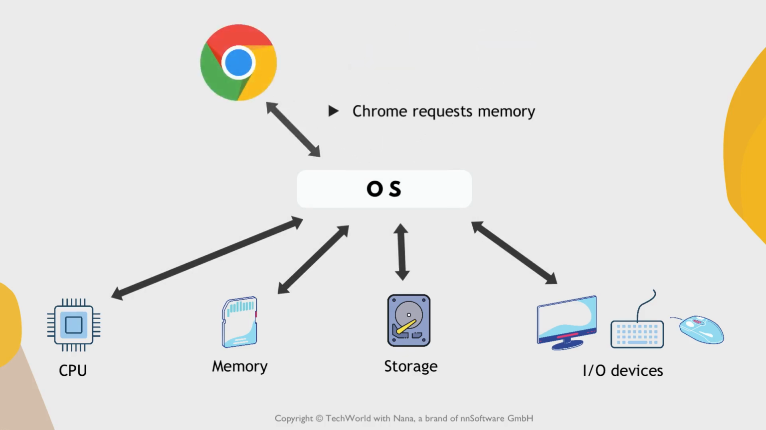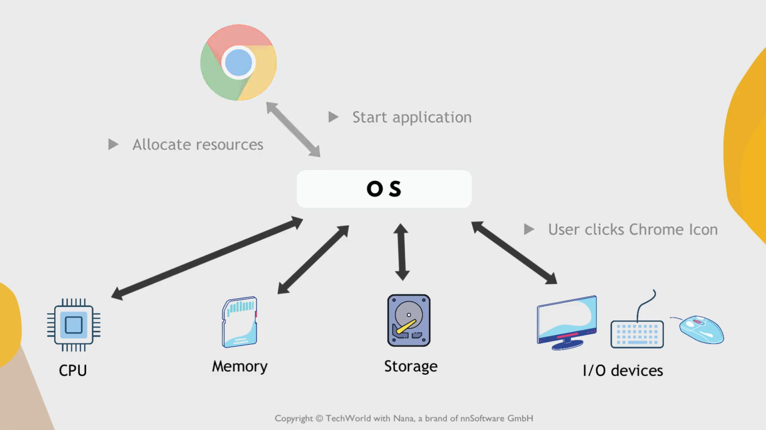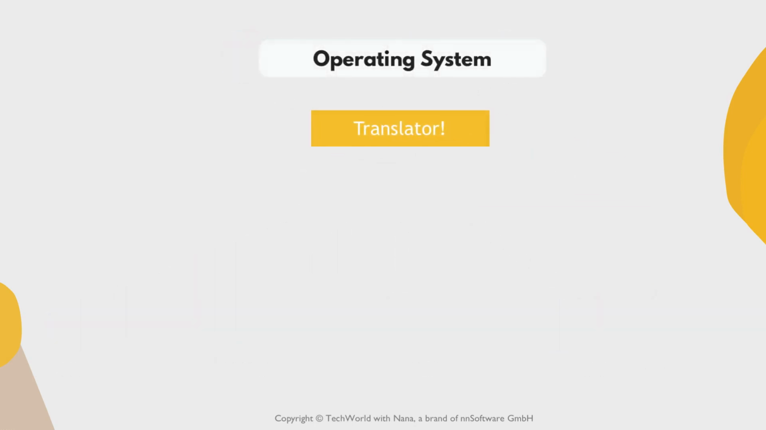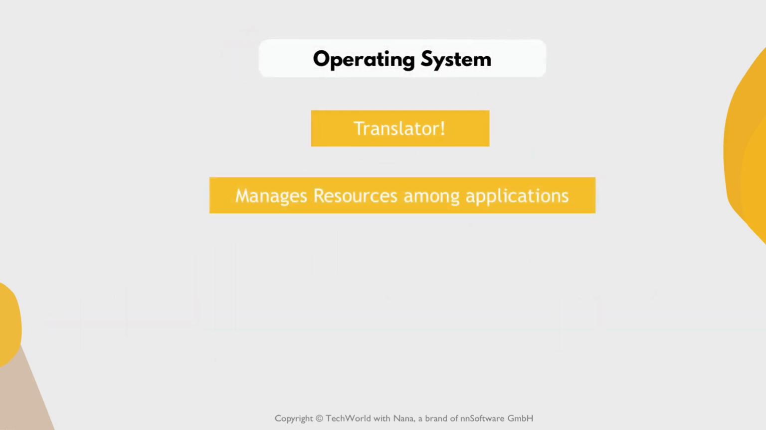So the Chrome application will request memory to save some temporary data by asking the operating system, hey, can you get me some memory from hardware? Or when you click the icon to start the application, the operating system will interpret your mouse click and tell the browser application to start, again allocating resources like CPU and memory to it. So it's a translator between the applications that run on your computer and the hardware that your computer is made up of.